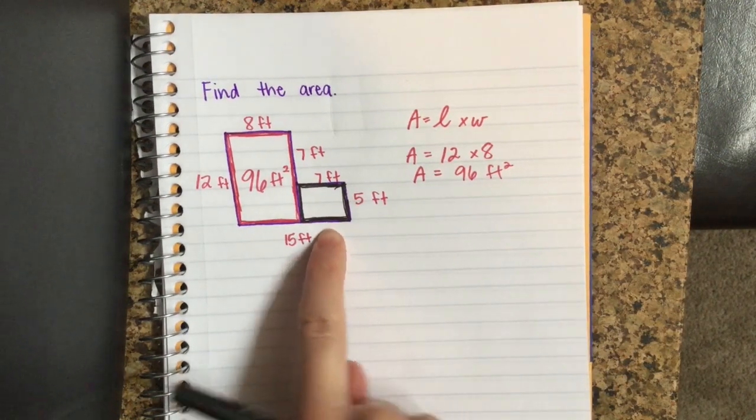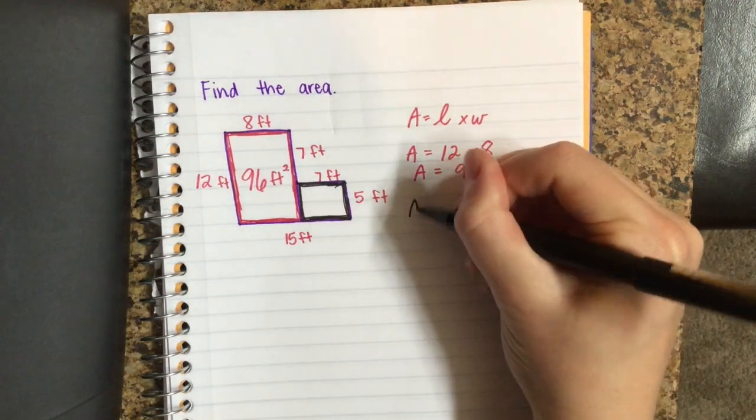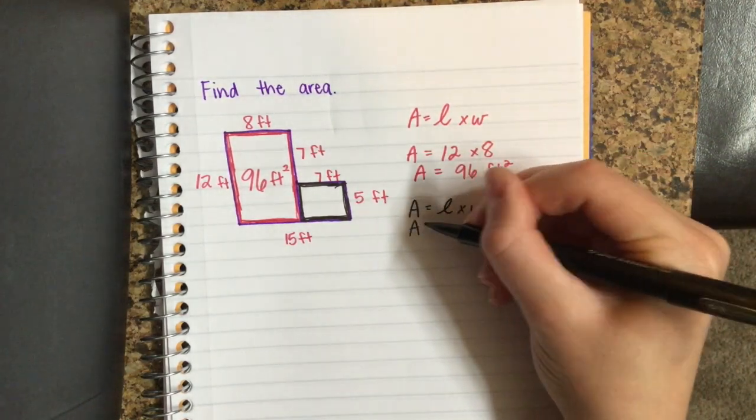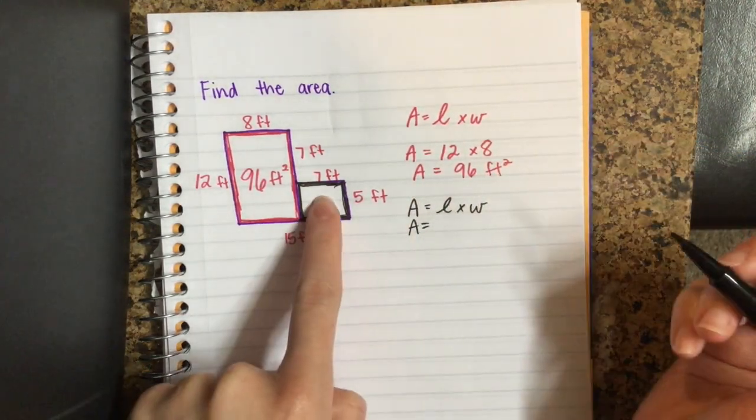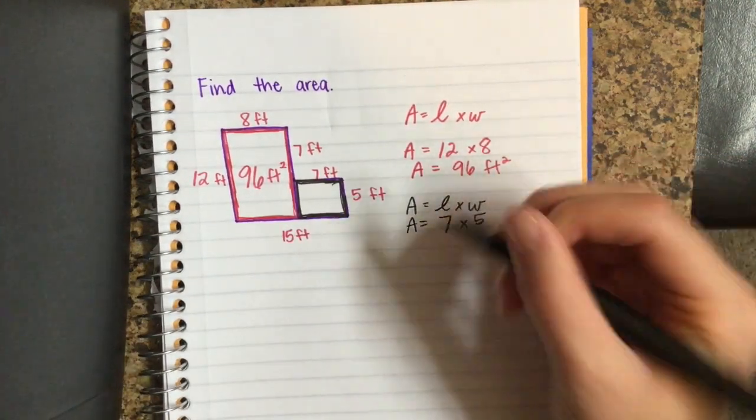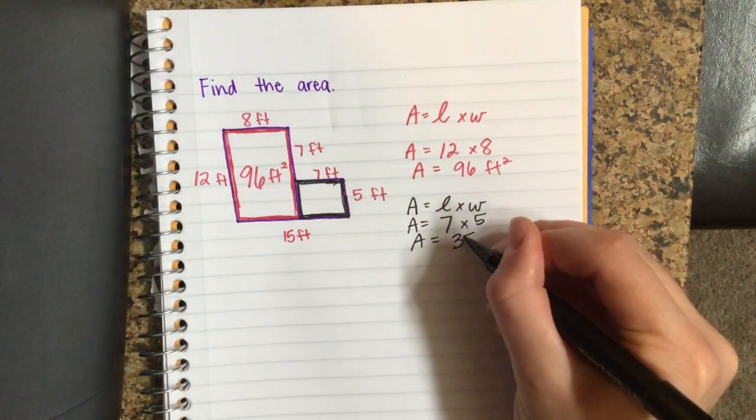Next, we are solving for this one. So we know that our area is still length times width. We need to find A. Our length would be 7, and our width is 5. So our area is 7 times 5. We get 35 feet squared.